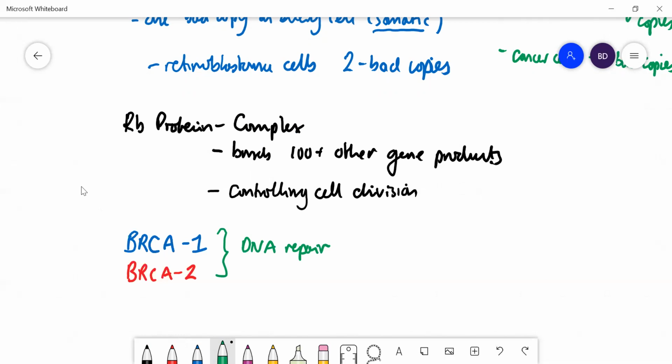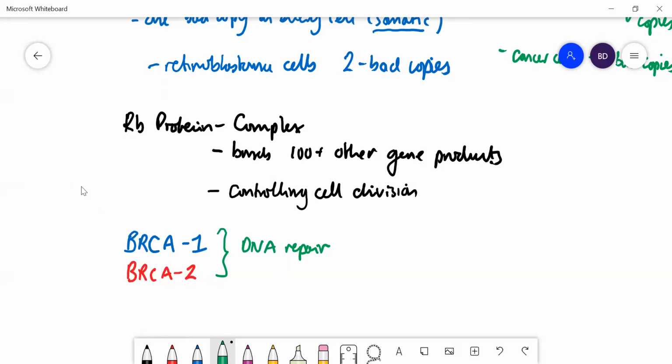Again, they're both very complex proteins, like retinoblastoma. They're protein-binding proteins. They interact with 100 plus different gene products, and their function in particular is not particularly well studied, although they are involved in DNA repair.